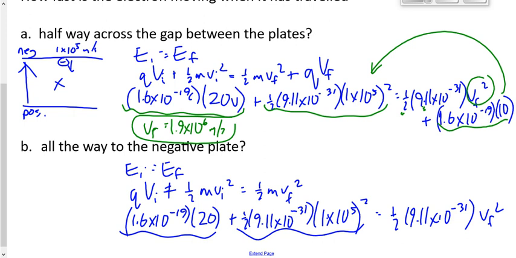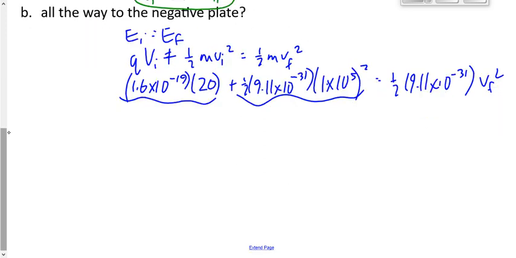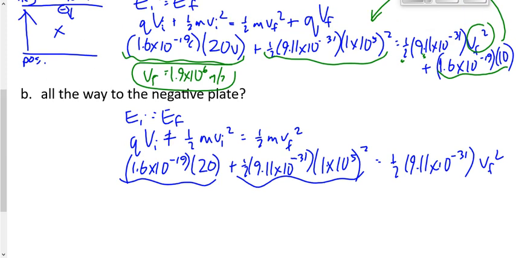What would you expect to get here? Smaller or bigger than 1.9 times 10 to the 6? When Leah's car was halfway down the hill, it was moving at a certain speed. When it went all the way to the bottom of the hill, it was moving faster. We should get a number that's faster, and sure enough, we do. The answer is 2.7 times 10 to the 6 meters per second.